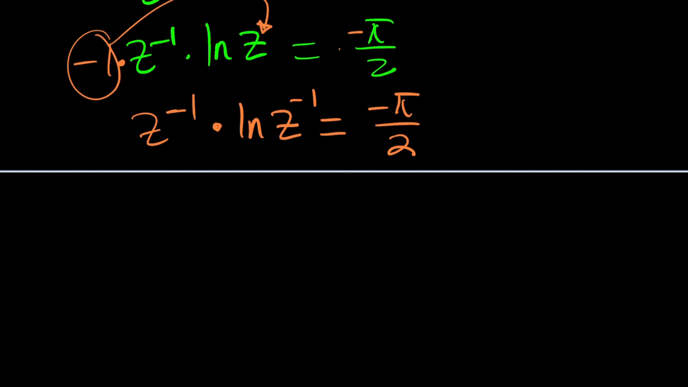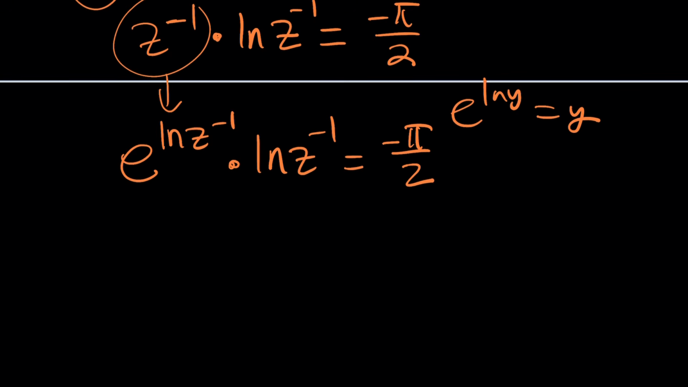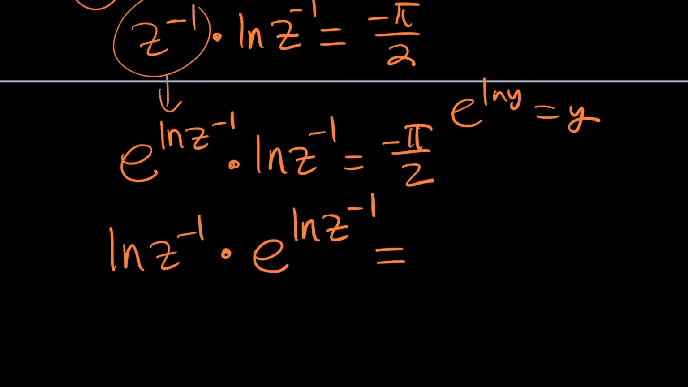I'm going to write z to the power negative 1 as e to the power ln z to the power negative 1, because as you know, e to the power ln y is y, and don't ask why. So this gives you e to the power ln z to the power negative 1 times ln z to the power negative 1 equals negative pi over 2. Awesome. Now, what do we have? If you bring the ln z to the power negative 1 here, and then write the e to the power ln z to the power negative 1 after that, and set it equal to negative pi over 2, this is basically going to give you what you're looking for.